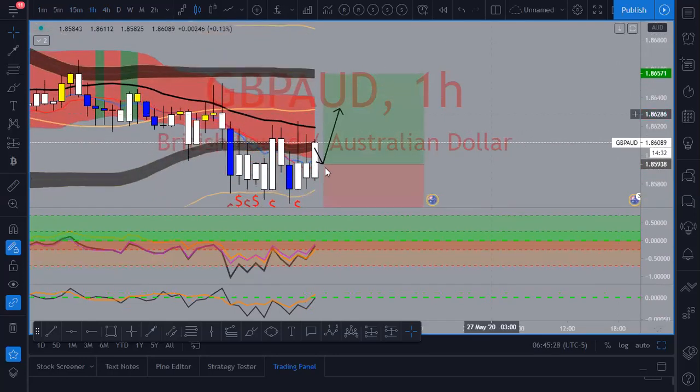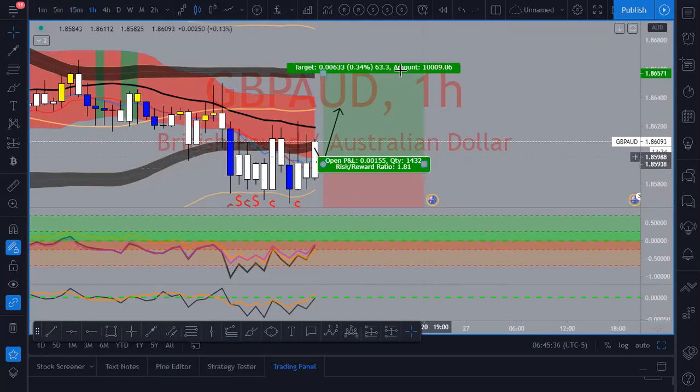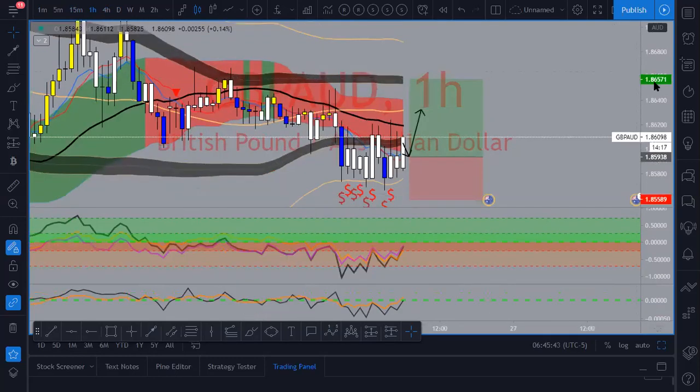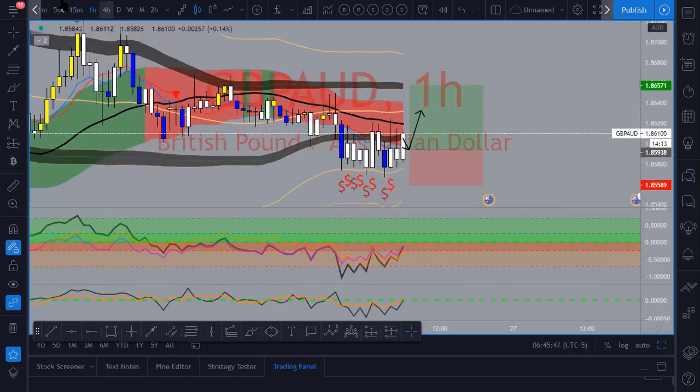I'd want to see price come back down to the 1.85900 area and then go bullish. And this could be a good 63, 65 pips, which, hey, I mean, GA probably gives that consolidating every day. But yeah, that's what I want to see on GA.